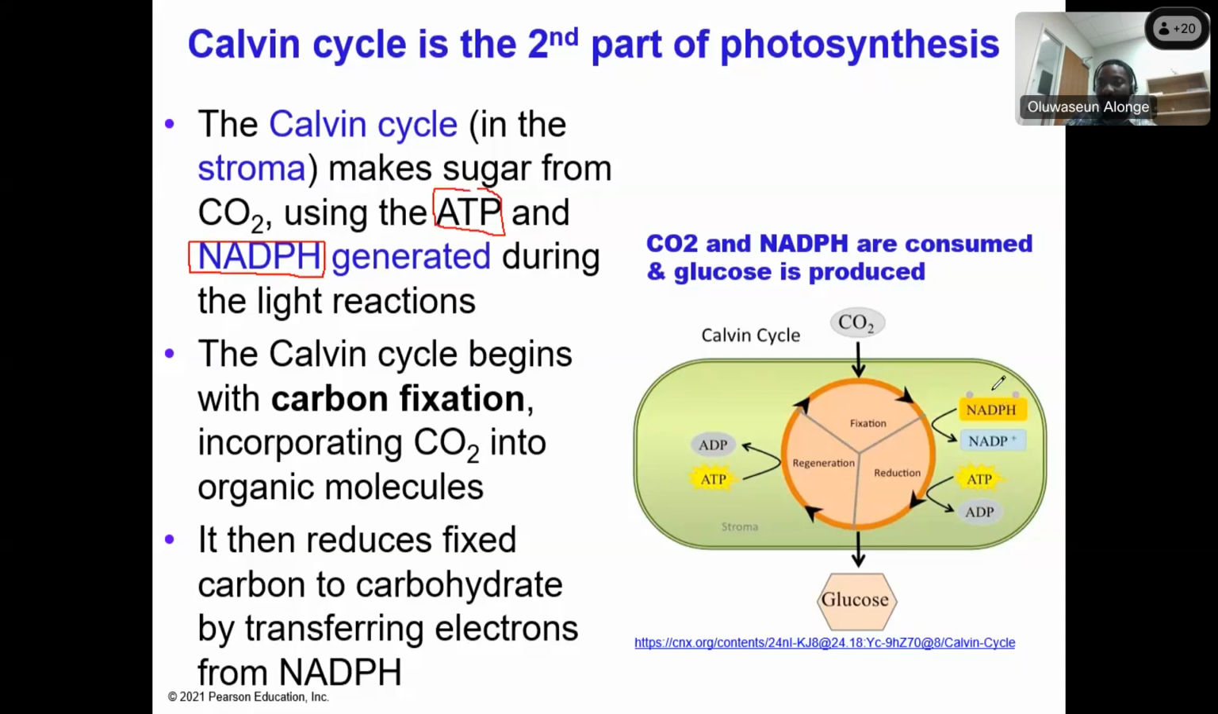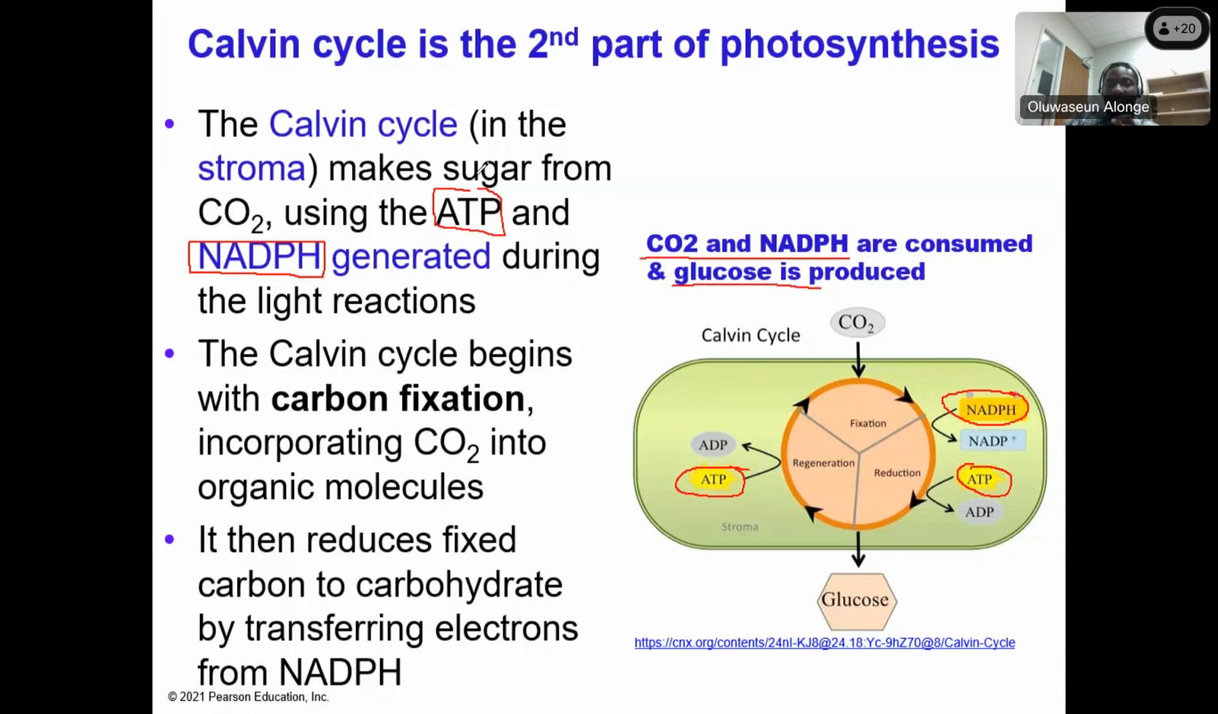So you see, the NADPH is going to come here. It's going to be invested into the cycle. The ATP will be invested into the cycle. And that is what will power the Calvin cycle to produce glucose. So you see, CO2 and the ATP and NADPH produced from the light reaction will power the production of glucose.